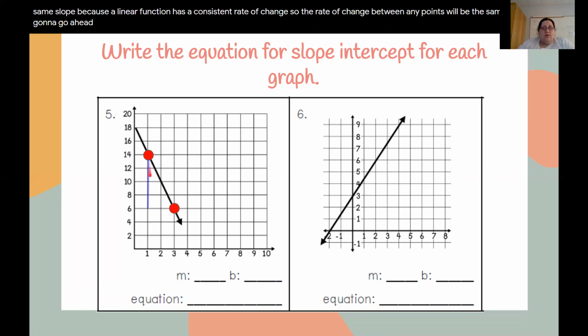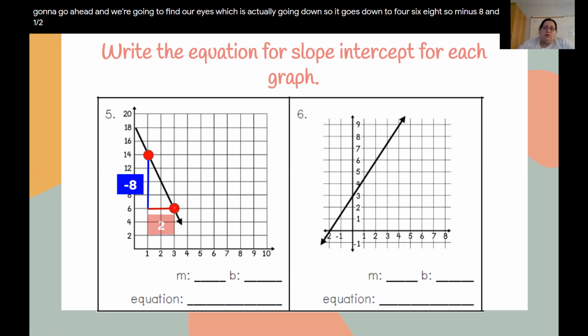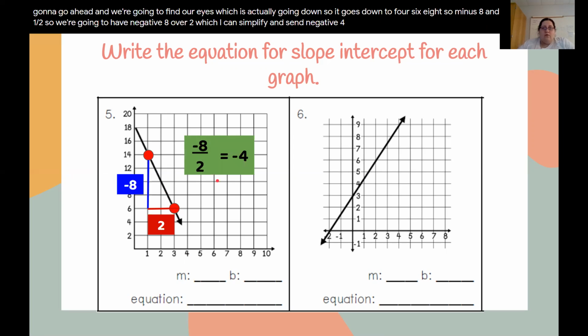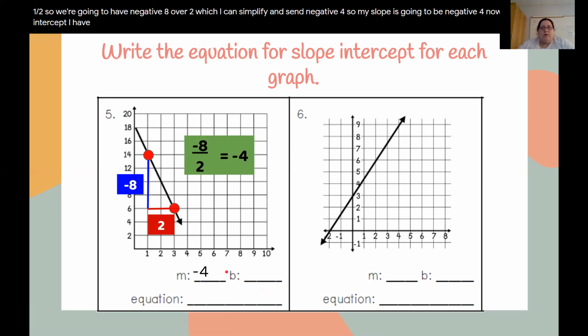So we're going to go ahead and find our rise, which is actually going down. So it goes down 2, 4, 6, 8, so -8. And it goes over 1, 2. So we're going to have -8 over 2, which I can simplify into -4. So my slope is going to be -4. Now for my intercept, I have b. So I'm looking for where it crosses the y-axis, which is going to be right here. And that number is going to be 18.